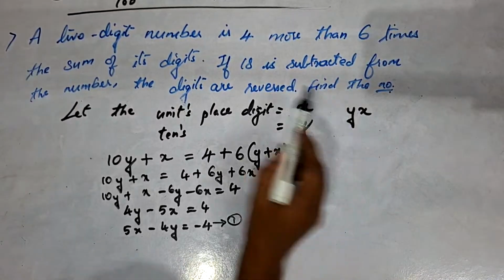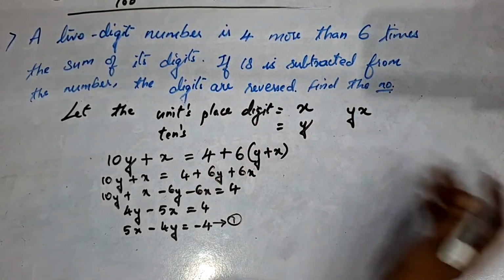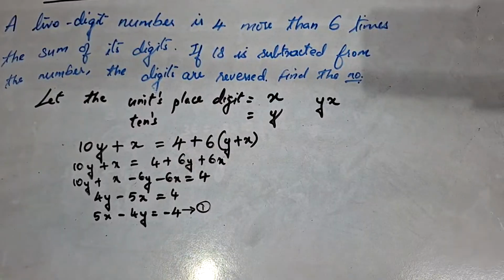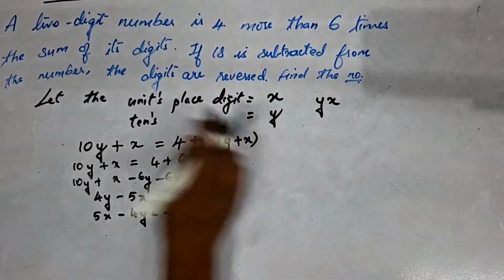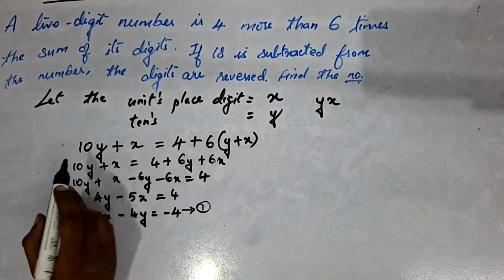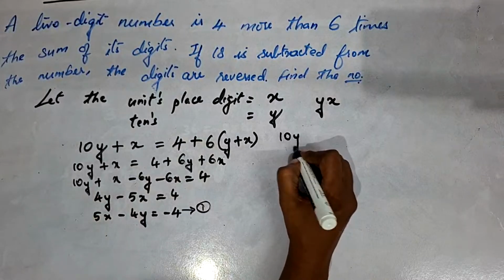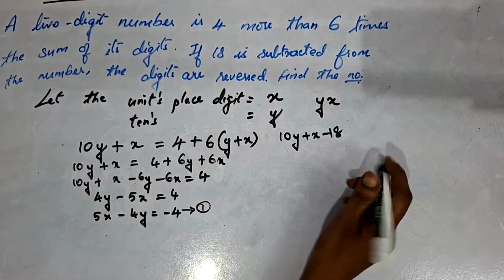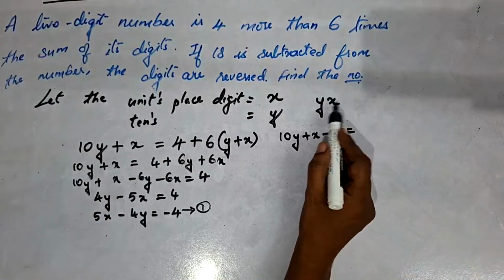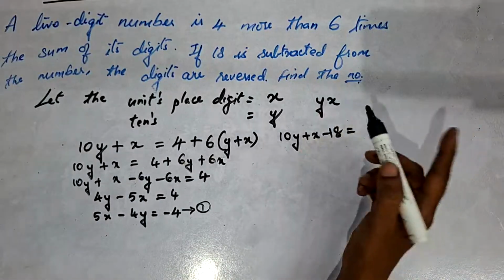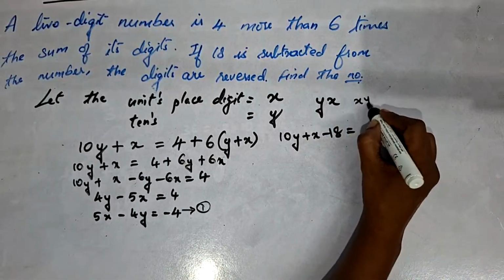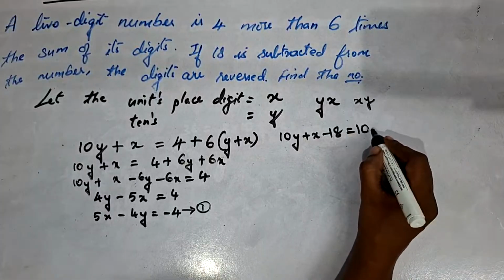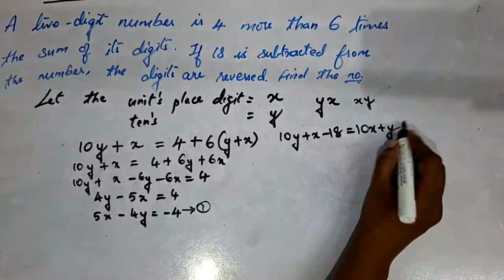Now, if 18 is subtracted, I'm going to subtract 18 from the number. Again, the number is 10y plus x. 18 is subtracted, minus 18. The digits will be reversed. The number yx will be reversed as xy. xy in the sense, it is 10x plus y.